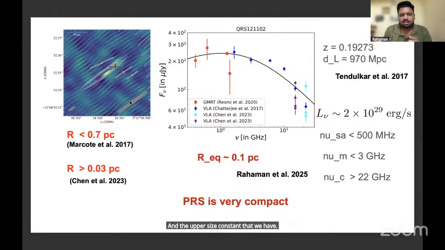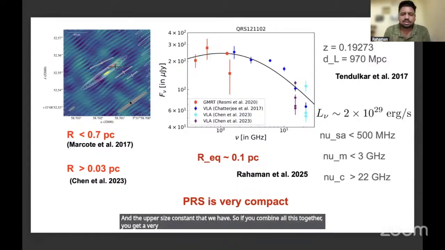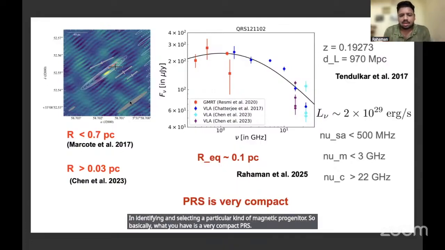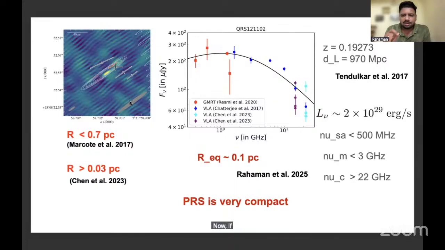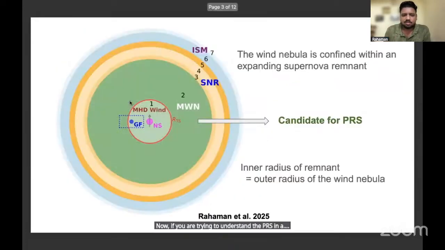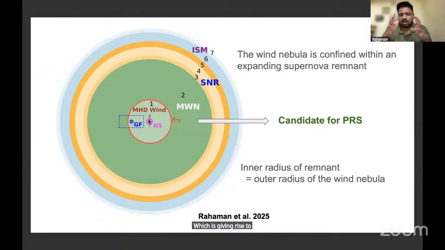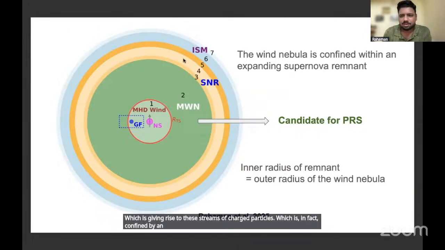So if you combine all this together, you get a very important and crucial ingredient in identifying and selecting a particular kind of magnetar progenitor. Basically, what you have is a very compact PRS. Now, if you are trying to understand the PRS in a magnetar framework, what is the picture that you have in mind? The picture is something like this: if you follow my cursor, here we have a magnetar central engine, which is giving rise to streams of charged particles, which is in fact confined by an expanding supernova remnant.